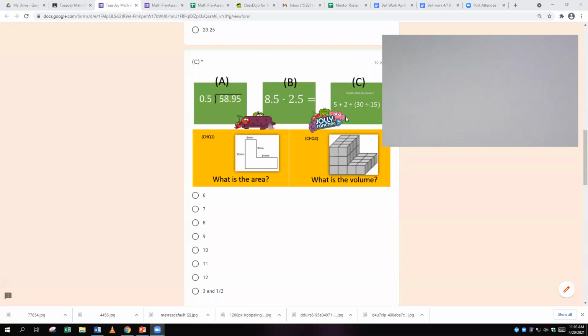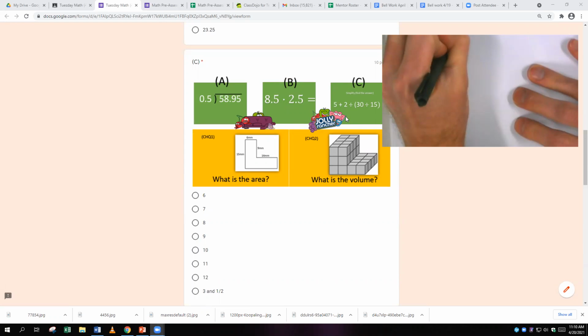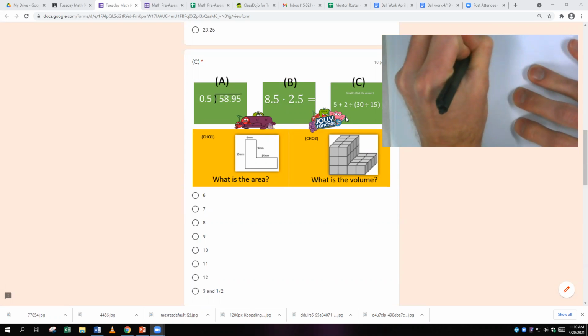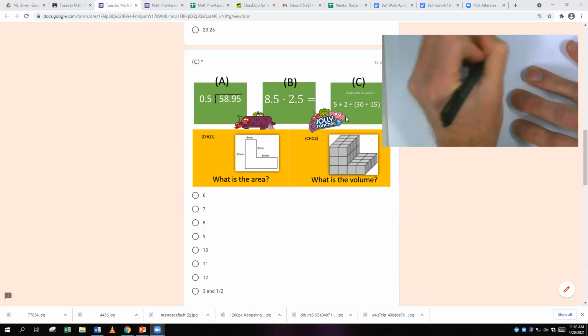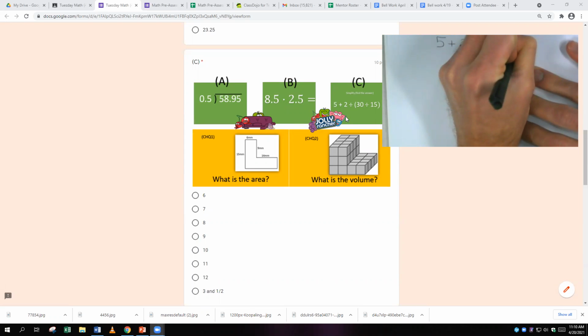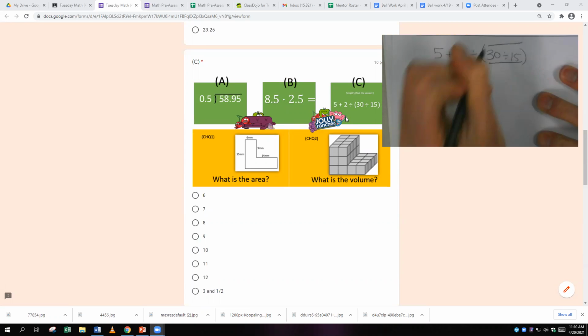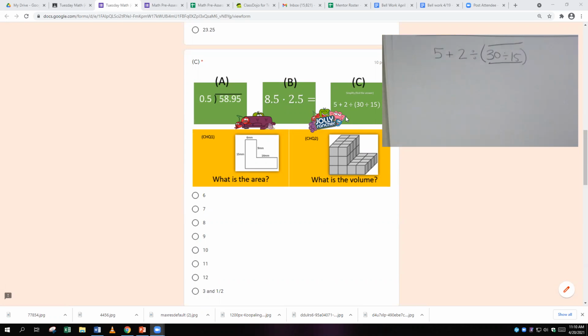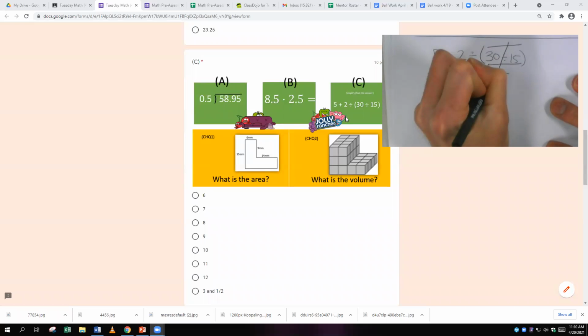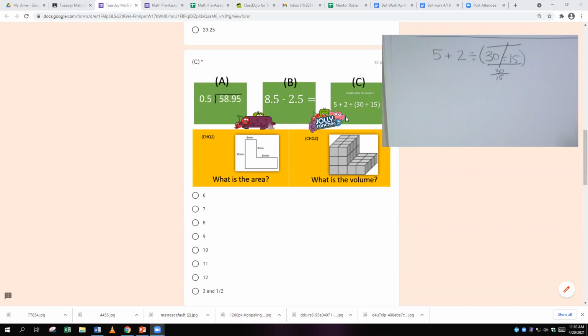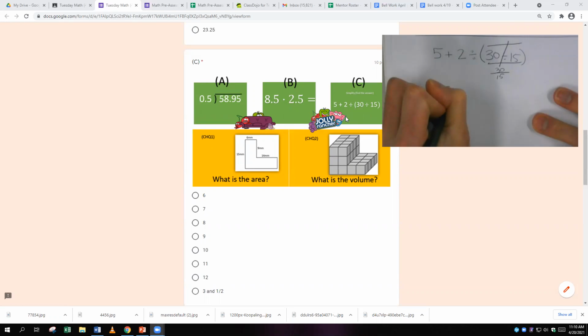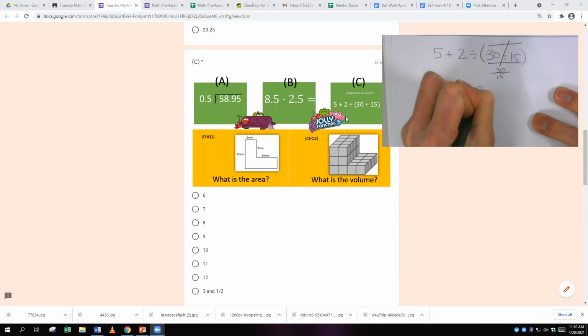We're on C. Ooh, algebra. I bet you there was at least one of you guys that fist pumped like, yes, order of operations. This is cool. All right, so the first thing that you do is, please excuse my dear Aunt Sally, which is parentheses, right? I think everyone knows that you do what's in parentheses first. So you have 30 divided by 15. Another way to look at it is 30/15. What is 30/15? 30/15 is 2, right? How many 15s are in 30? 2. So it's 5 plus 2 divided by 2.